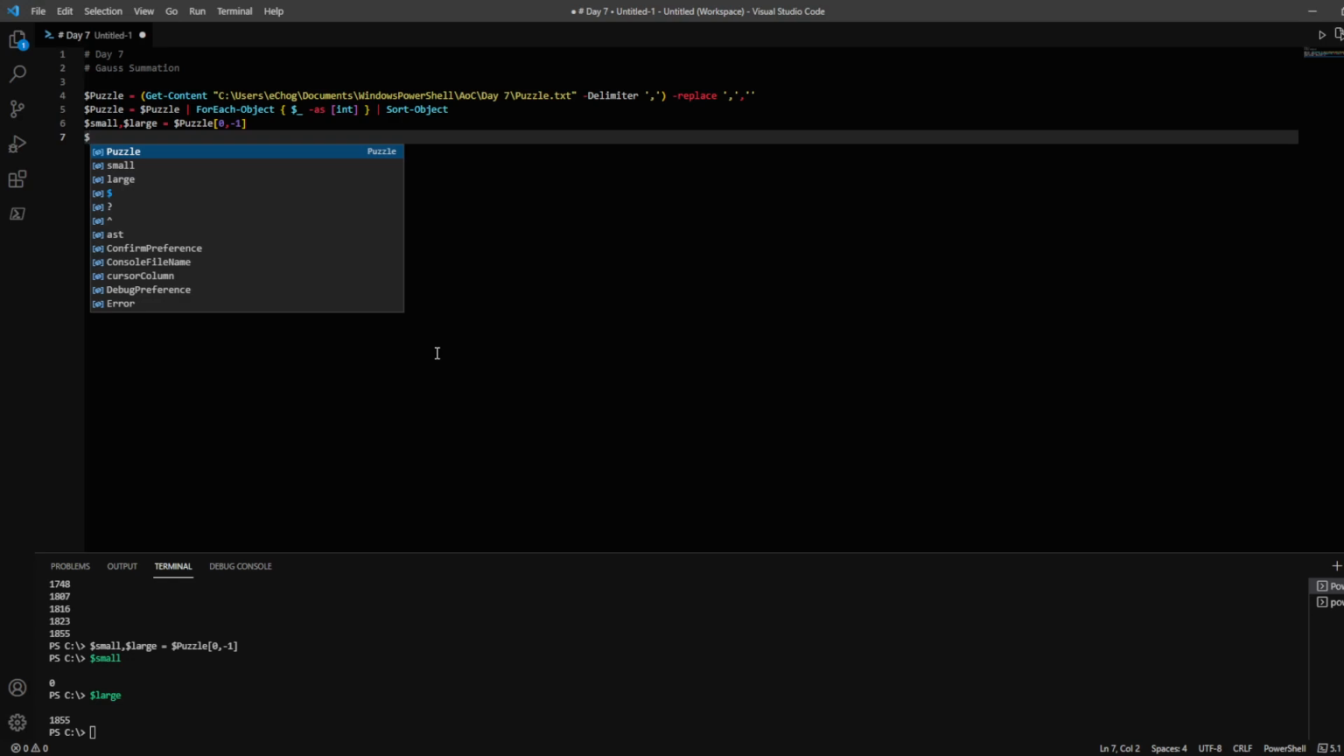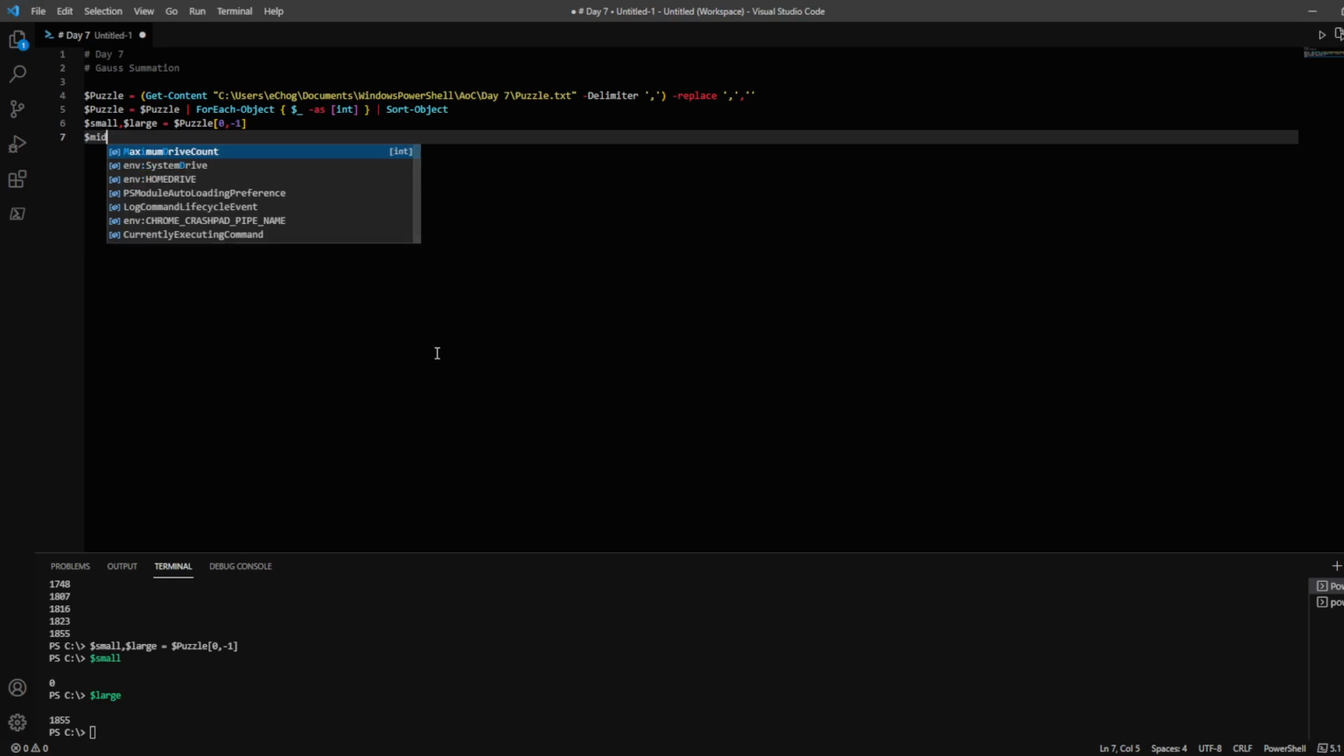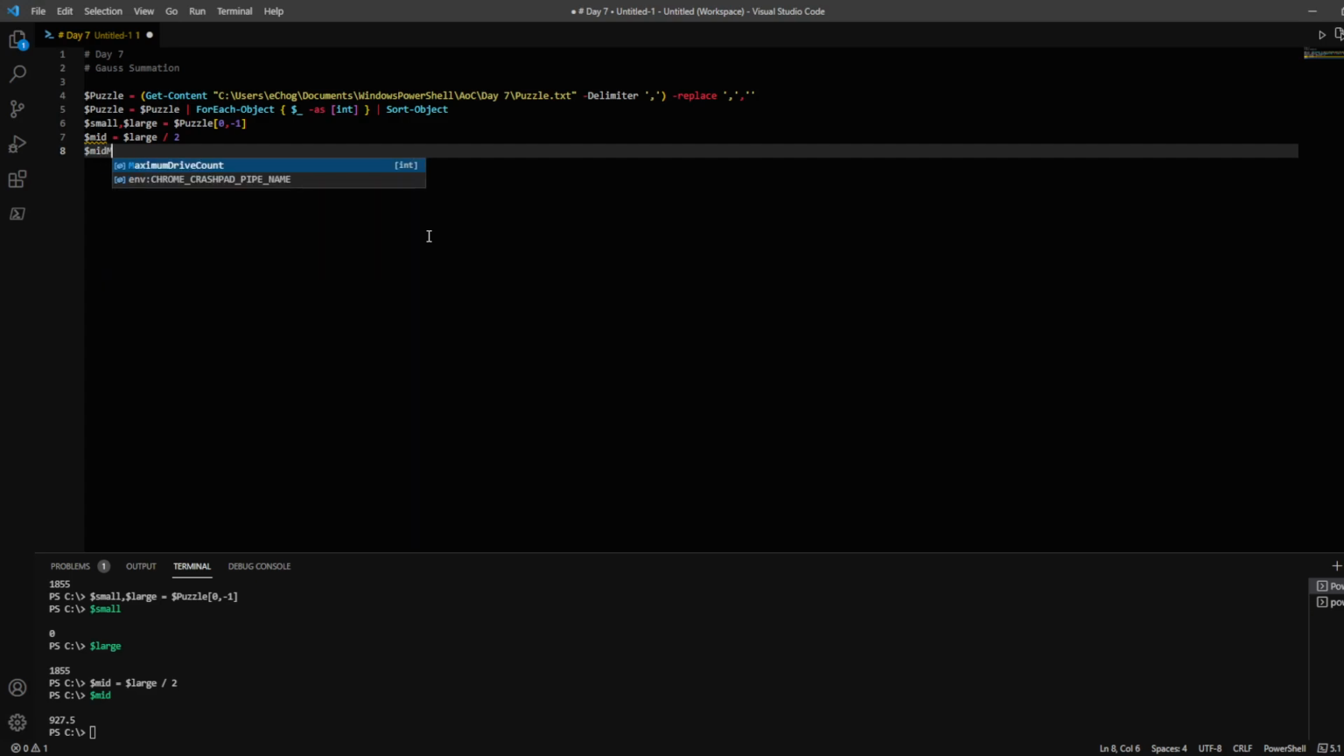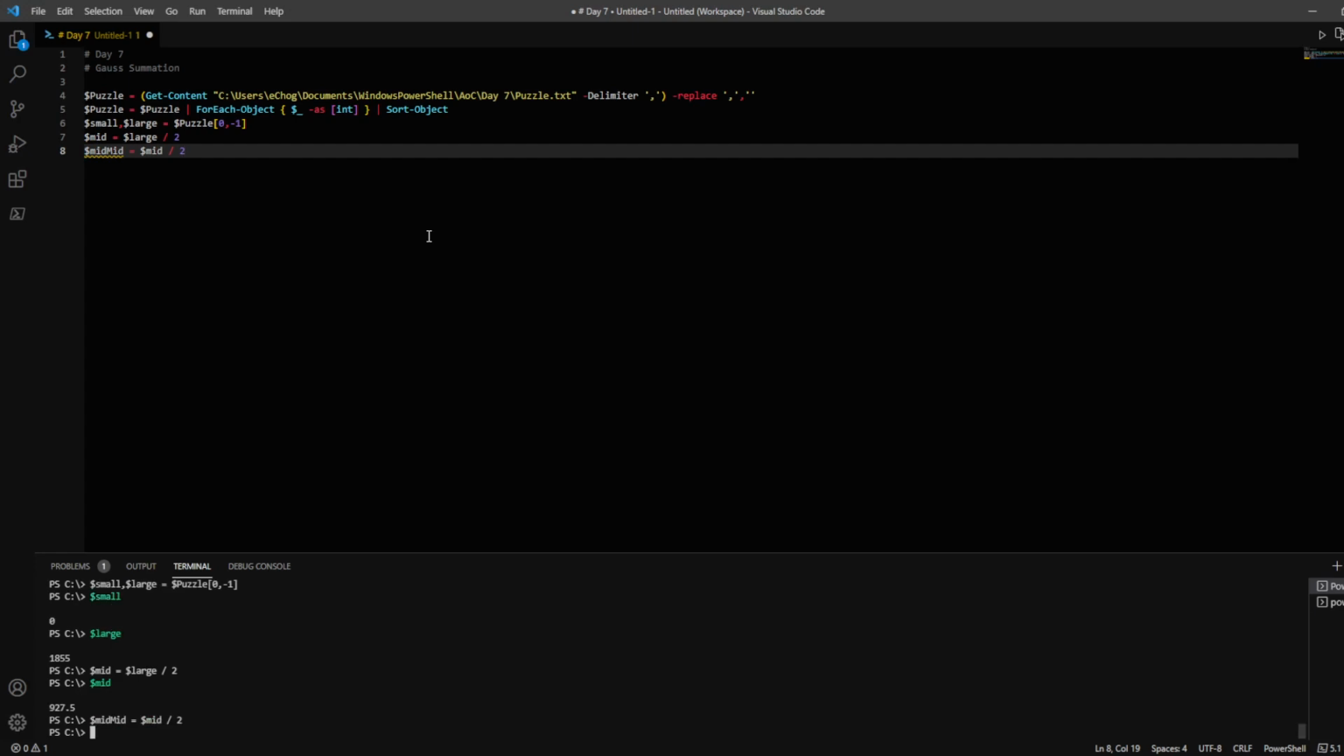So what I did was say that our mid equaled our large divided by 2. And I got 927. And then I did that again. So then I said mid equals mid divided by 2, and this is 463.75. And then I ran only this one number against all of the crabs to figure out if I was high or low.